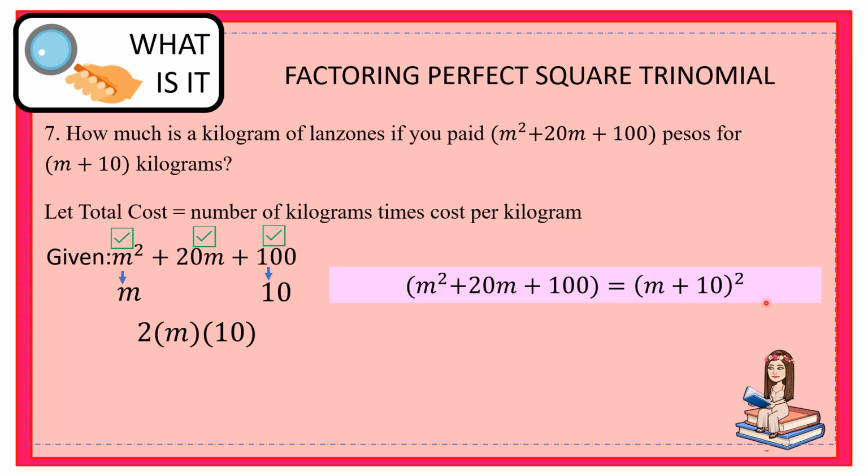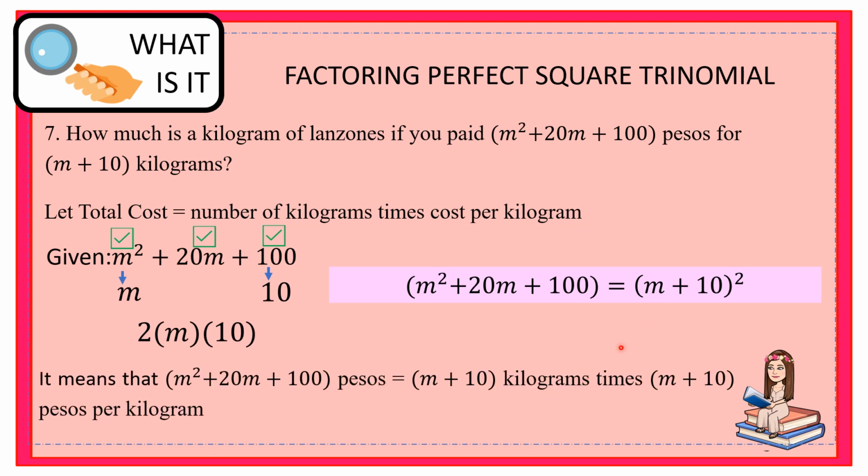Okay? So, sabi dun sa given, m plus 10 daw yung kilograms. Magkano na ngayon yung cost per kilogram? Okay. So, the cost per kilogram will be m plus 10 din kasi m squared plus 20m plus 100 is equal to m plus 10 kilograms times m plus 10 pesos per kilogram. Kasi square yan eh. So, ibig sabihin, dalawang m plus 10 yan. Okay? So, yung unang m plus 10 para sa kilograms, na given. Yung pangalawang m plus 10 ay para sa amount per kilogram. Okay, so we can say that a kilogram of lanzones cost m plus 10 pesos.